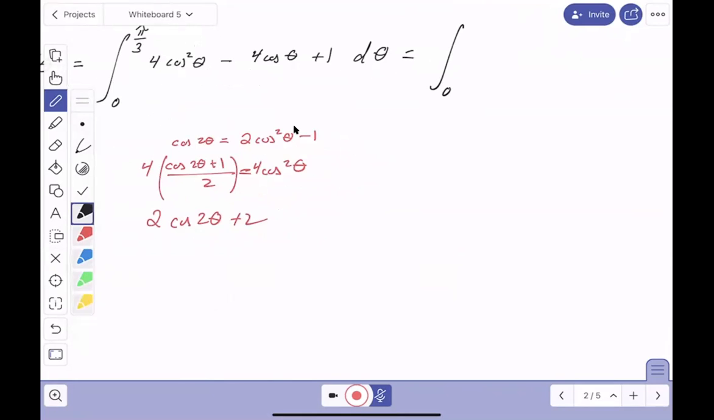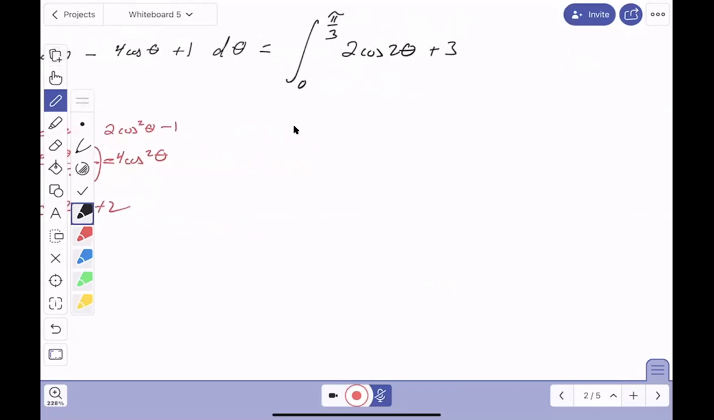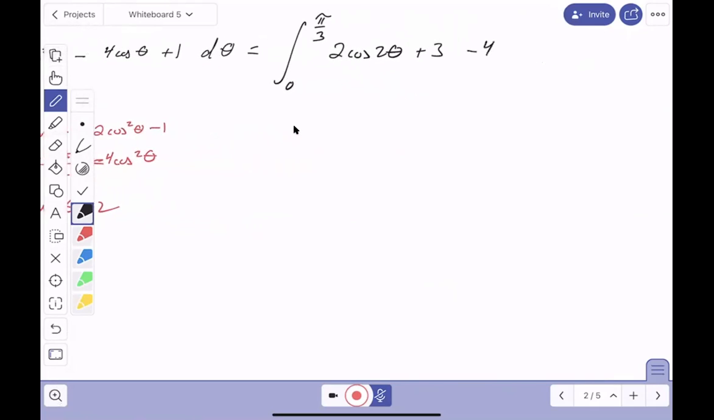And what do we got there? Pi/3. And I got 2 cosine 2 theta. I'll write that down for you. Now I know it says plus 2 and I got a plus 1, so I'm going to put plus 3 down. Minus 4 cosine theta d theta.